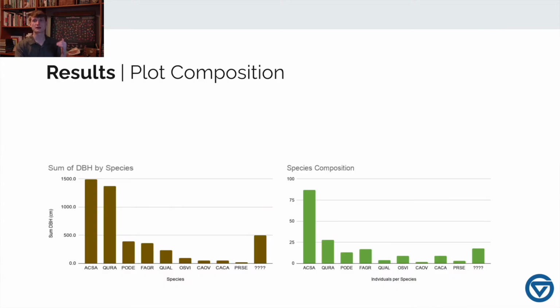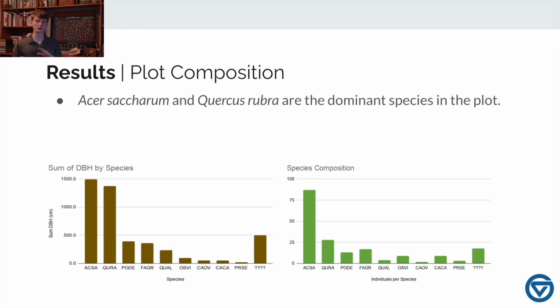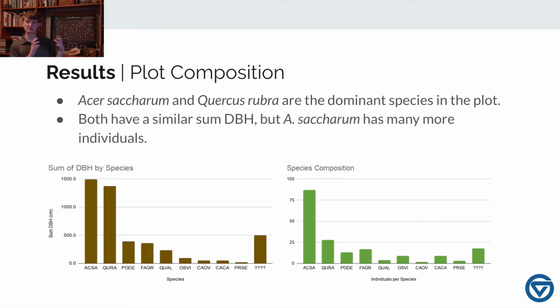So let's look at a very basic level of the plot. Acer saccharum, sugar maple, and Quercus rubra, red oak, were the most dominant species in the plot by far. They both had a similar sum DBH, if you add up all the DBHs of all the individuals, but Acer saccharum had way more individuals. If you look at the charts I've got there, on the left is just the sum DBH by species, and on the right is the number of individuals per species. You can see that Acer saccharum and Quercus rubra have similar sum DBH, but Acer saccharum has way more individuals. So basically, there's a lot more small sugar maples, but there are a couple big red oaks.